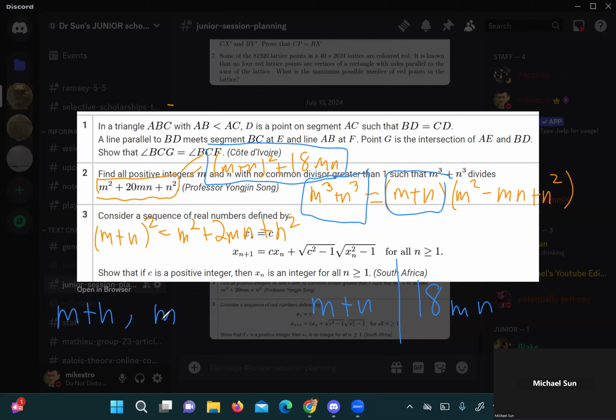See, if we know m and n don't share any factors, right? So imagine if m plus n shared factors with m, okay? Let's say they're both multiples of d. If they're both multiples of d, and we know m is a multiple of d, then that means n is a multiple of d, right?